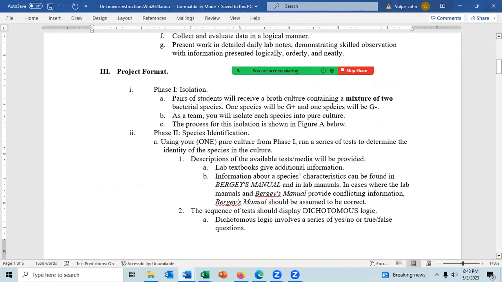Oh, well, I'll go with this. This has been changed, and that is you're not going to contain a mixture of 2 bacterial species. You're only going to be given 1 number. You'll then proceed with species identification, running a series of tests to determine the identity of the species.